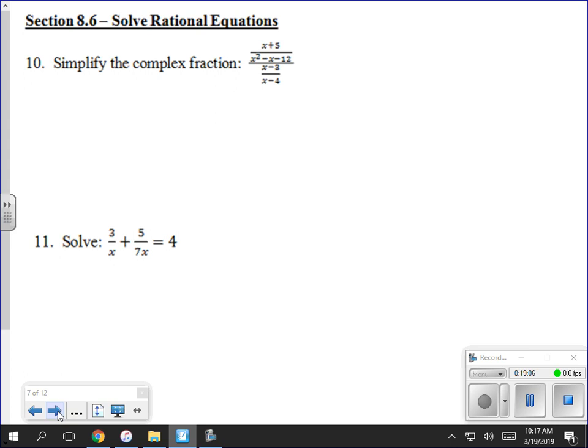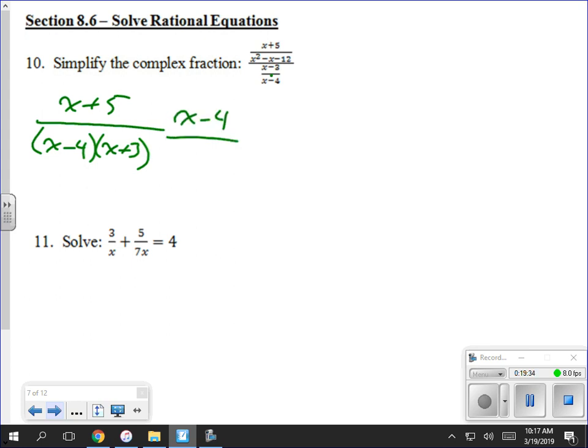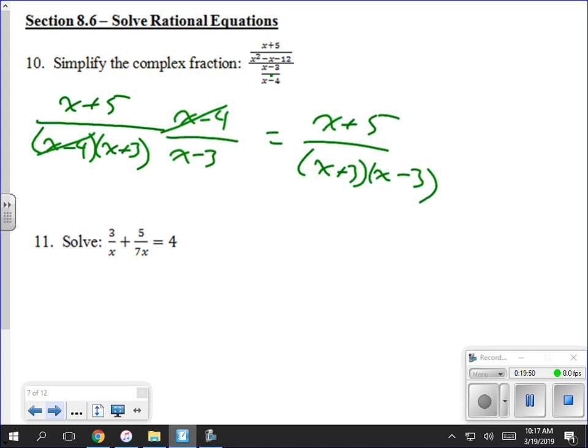Okay, simplify the complex fraction. So, my numerator, so what do I need to do? I need to invert and multiply. I need to take this and invert it and multiply it times my numerator. X plus 5 over, factor the denominator there, x minus 4, x plus 3, and take the second fraction, the denominator, invert it and multiply, x minus 4 over x minus 3. The x minus 4's cancel. And I get x plus 5 over x plus 3, x minus 3.